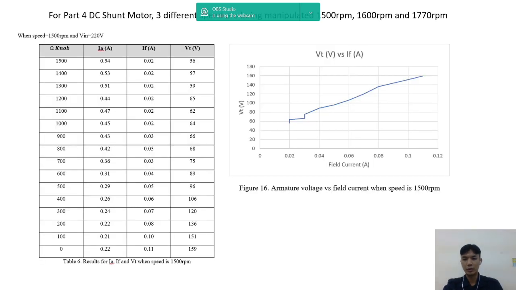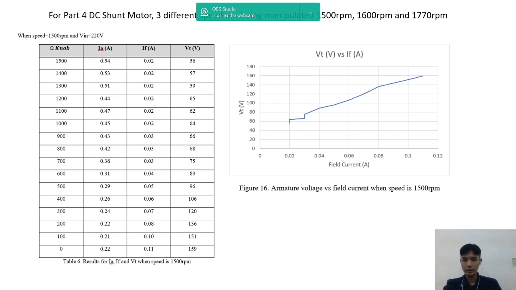Okay, for part 4, DC shunt motor, there are 3 different speeds being manipulated: 1500 rpm, 1600 rpm, and 1770 rpm. Okay, this is the result table for when speed is 1500 rpm and V in is equal to 220 volt.